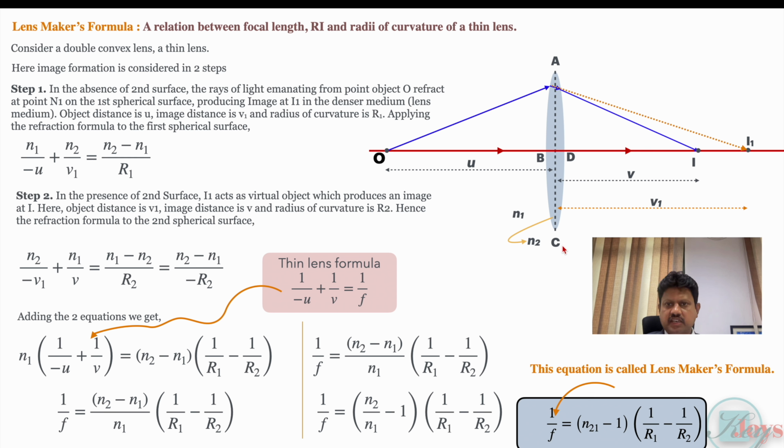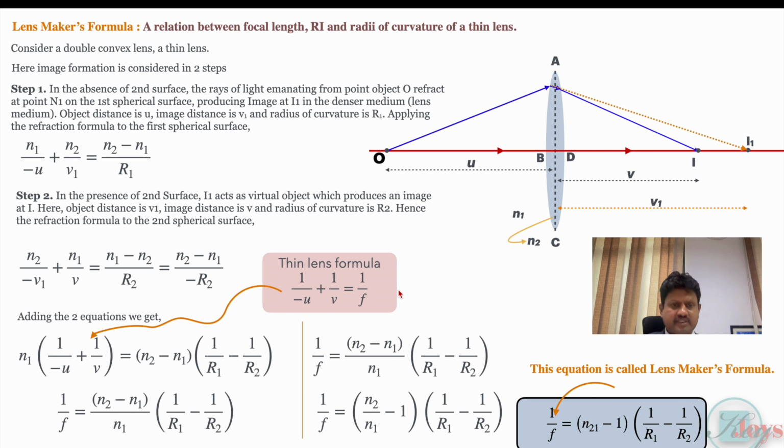You can see here the lens, image formation through a lens, with the incident ray and refracted ray. The intermediate step is also there, I1, which is the virtual object. If you can just write this much, you are going to score 3 marks.